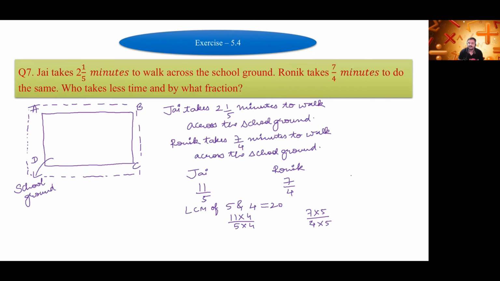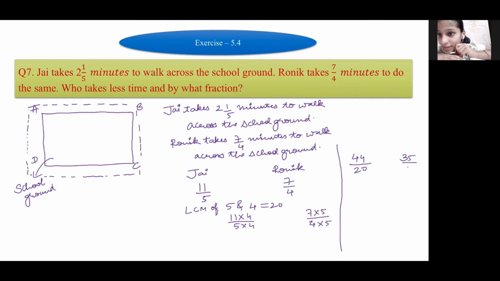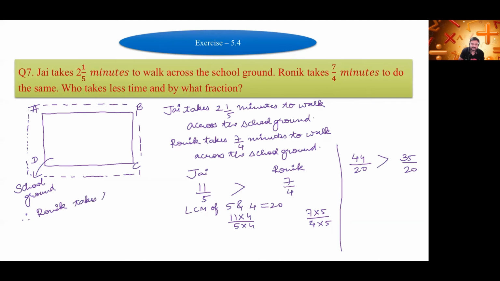Okay. So ultimately what we will get in the next step, I'm writing it here. 44 upon 20 and 35 upon 20. So which one takes less time? Which one is greater? Greater is 44 upon 20. That means Jay takes more time. So Ronik takes less time.